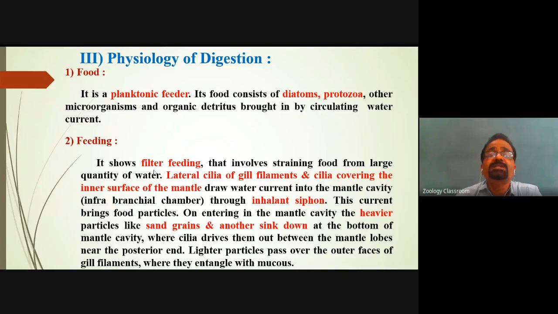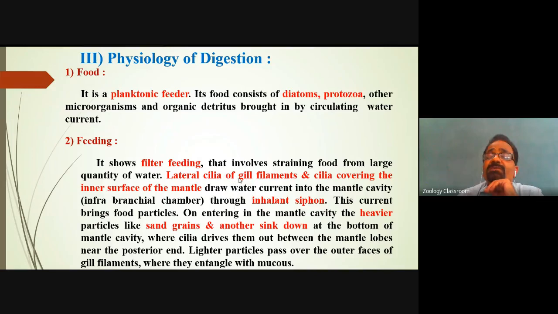Feeding mechanism: it is a filter feeder. Here the gills are very important, playing an important role in the feeding mechanism. Filter means straining food from a large quantity of water. For this purpose, the cilia present on the gills play an important role. What the lateral cilia and frontal cilia are, we will study while studying the structure of the gills. For now keep in mind that certain special cilia present on the gills play an important role in filter feeding.